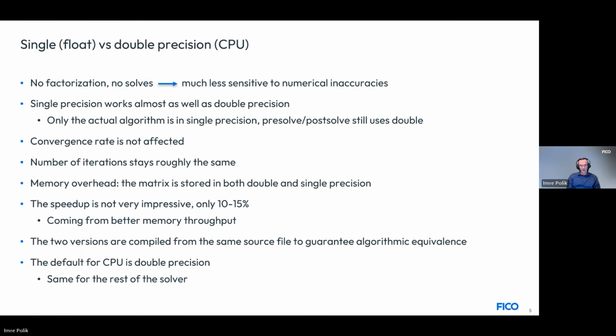So a simple algorithm like this actually has a very attractive property in that it is much less sensitive to numerical inaccuracies. There are no factorizations, no solves in the method. And there's no matrix that's becoming ill-conditioned or nearly singular as the algorithm is converging, as there is for the barrier method, which actually means that a single precision, float implementation of the algorithm works almost as well as a double precision version.